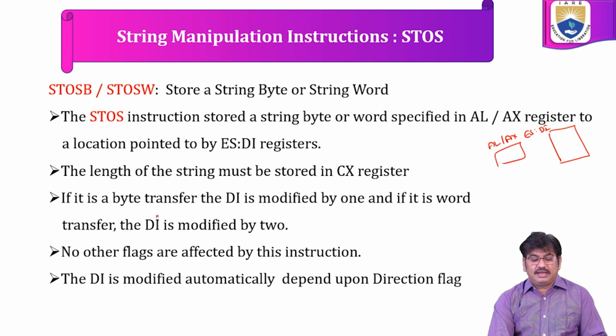If it is a byte transfer, then DI is modified by 1, and if it is a word transfer, then DI is modified by 2. No other flags are affected by this instruction. The DI modification happens automatically depending upon the direction flag.